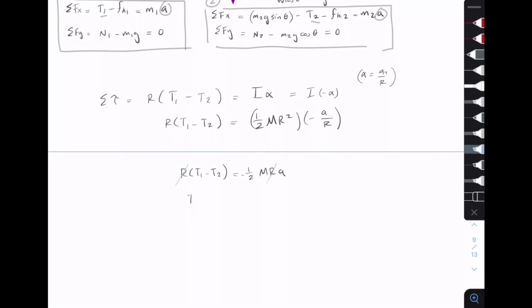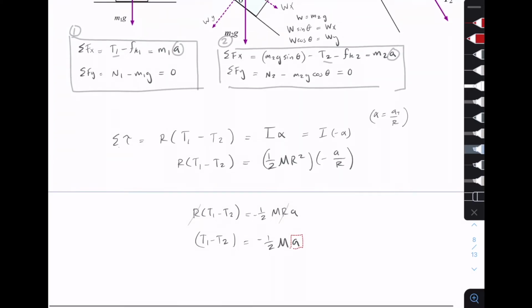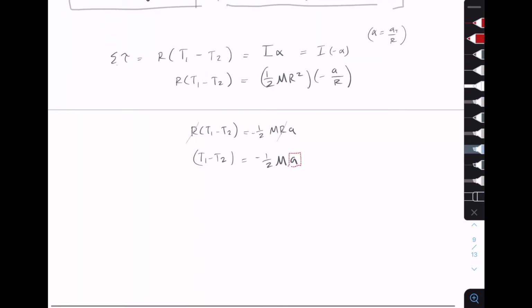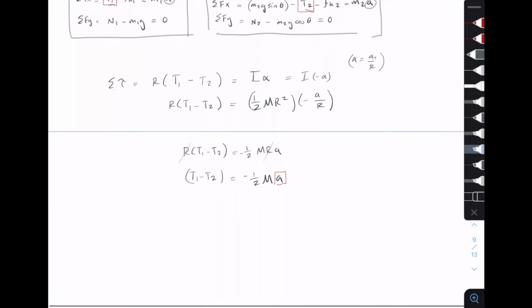Okay, so now we have an expression, T1 minus T2 is equal to negative 1/2 m times A. Okay, so this A is what we want to find. So we have two expressions that have T1 and T2. We can rearrange them essentially to get an expression for T1 and an expression for T2, and just do T1 minus T2 and then divide it by negative 1/2 m, and then we can get the expression that we're looking for here. So let's go ahead and do that.